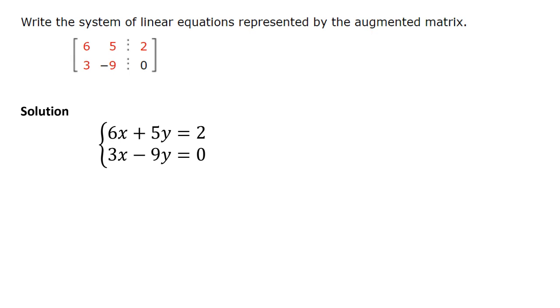Then the second row, the 3 refers to the x variable, our coefficient, so we have 3x. We have a -9y, again, equals 0. So this is the way we can also convert from a matrix form to its linear system. Yes. All right.